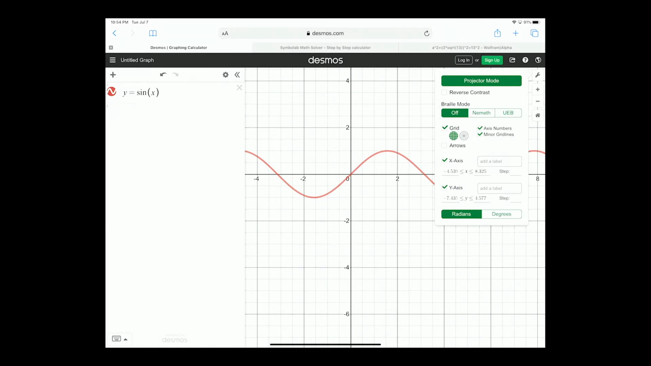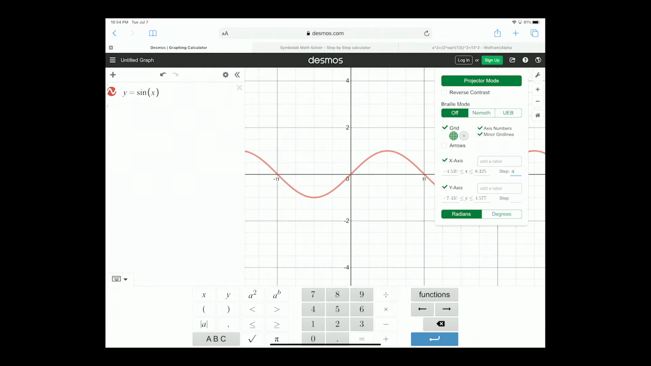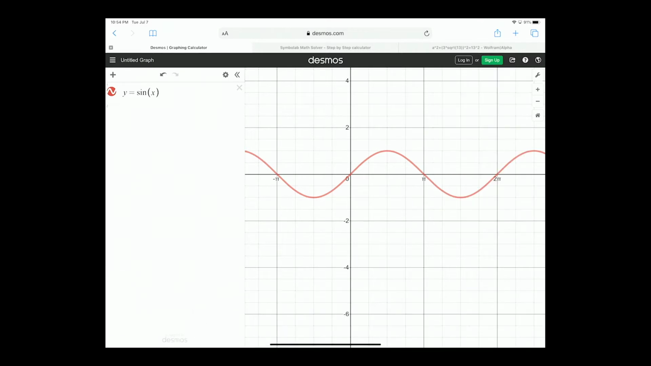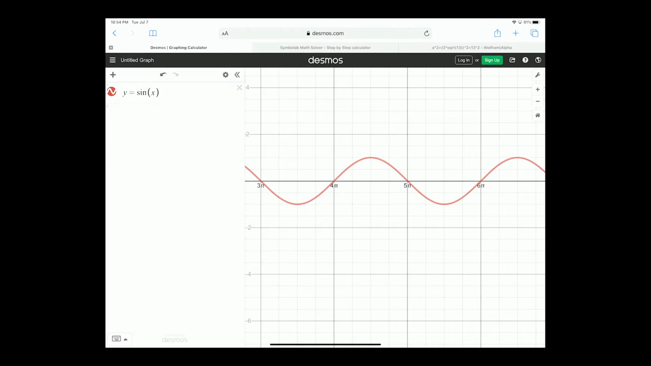But what you can do is if you put in pi for the step, then it'll start labeling things in pi's. And that's a lot more helpful for you. So now if you were answering the question, in between 4 pi and 6 pi, where's the maximum, you can just scroll over to the section that's 4 pi to 6 pi, and you don't see all the numbers, but if you zoom in, you will.